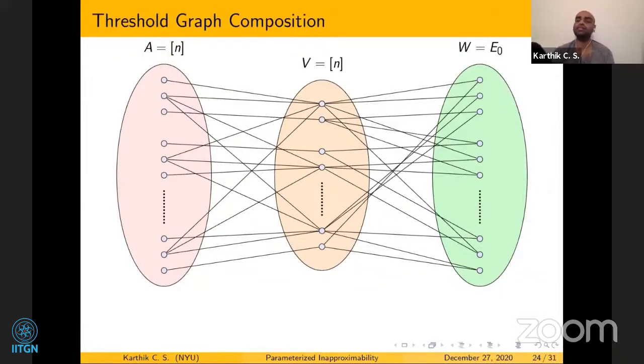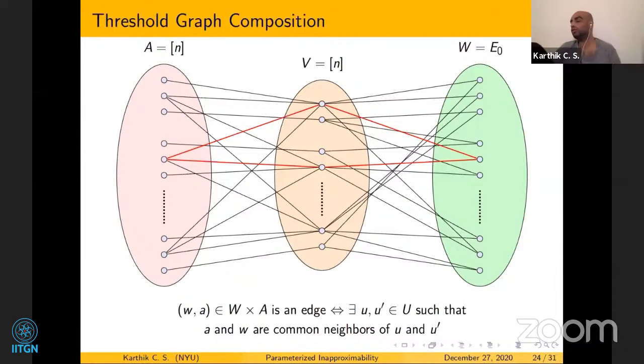And our Biclique instance will again be between W and A. So we're going to drop the V's. So how do we do this? This is going to look very, very similar to the composition technique we had for MaxCover.